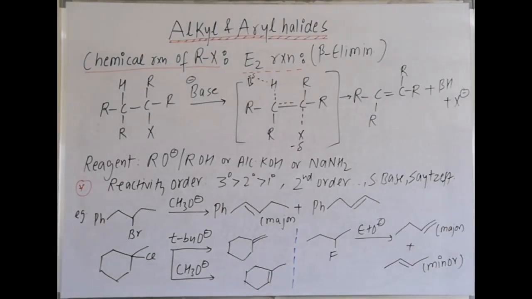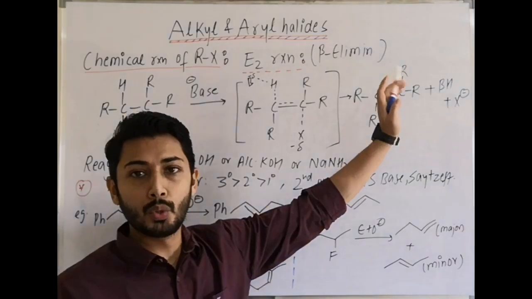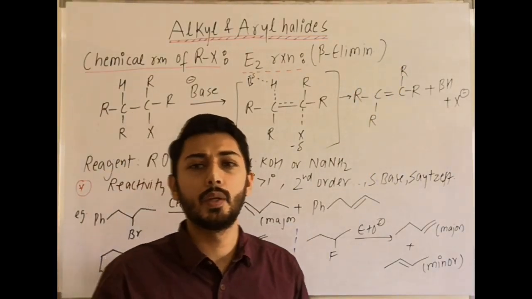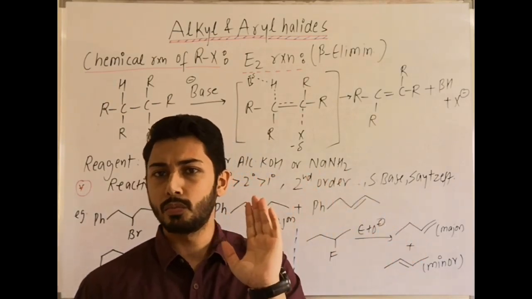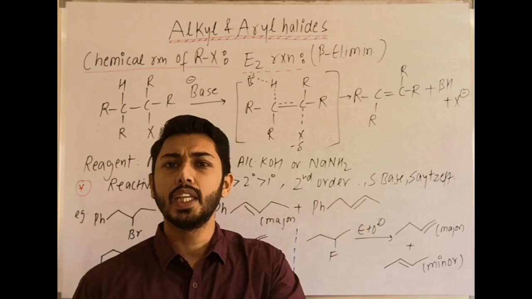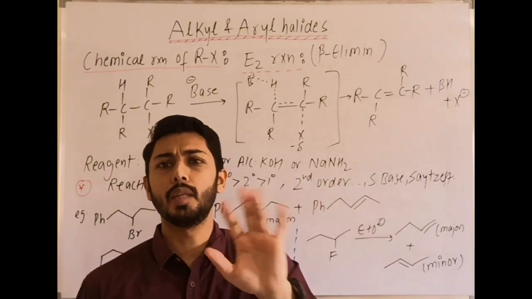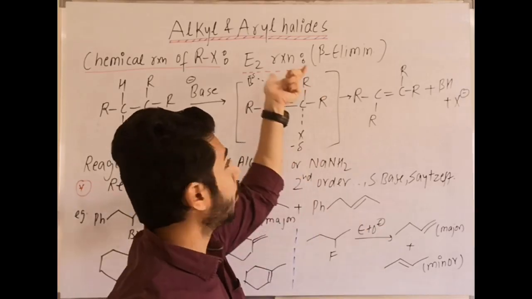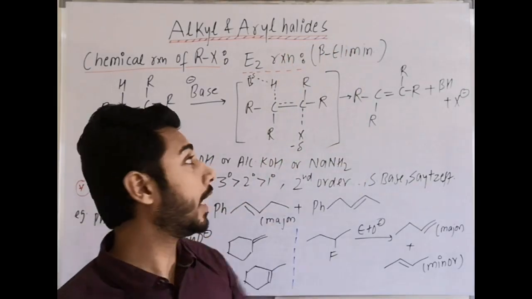Now next are the elimination reactions of alkyl halide. Mainly it is beta elimination through E2 mechanism. E1 reaction is not important for alkyl halide. Why? Because it follows similar mechanism like SN1, carbocation formed, and then in next step we get mixture of products, substitution as well as elimination. That is why we mainly talk about beta elimination through E2 mechanism, that is bimolecular elimination reaction.